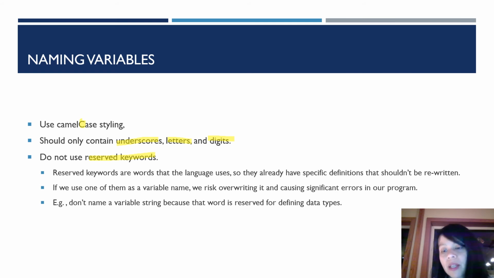You will come across reserved keywords, and then we'll have a better idea of what it is. So anyways, if we use a reserved keyword as a variable name, we're going to risk overwriting it and causing significant errors in our program. So there are some words that you should not have as a name for your variable, and we'll get to know which ones they are.